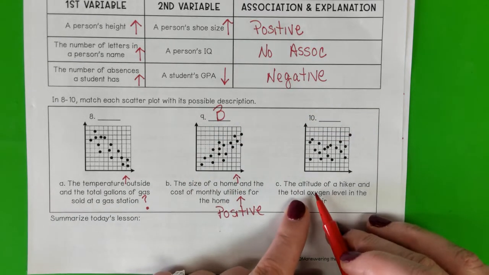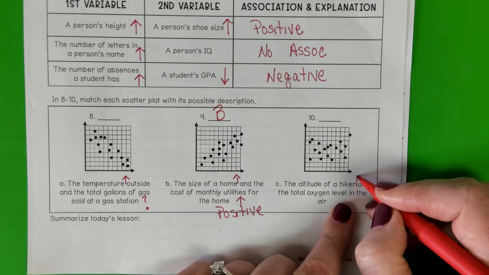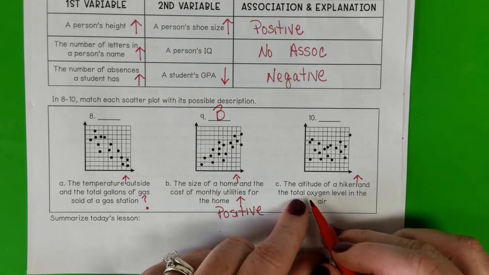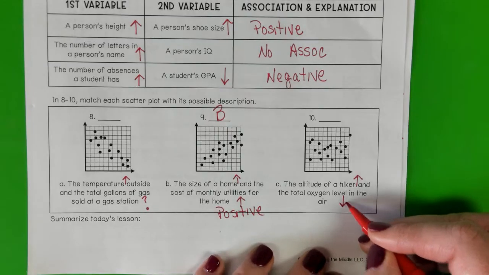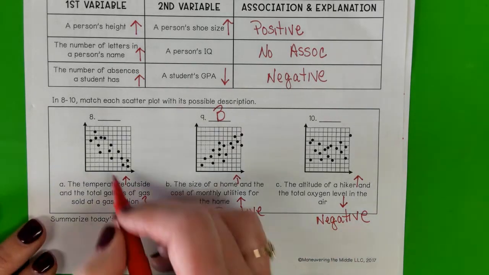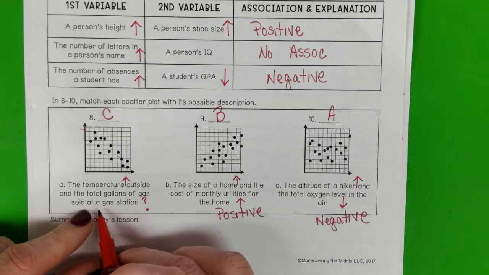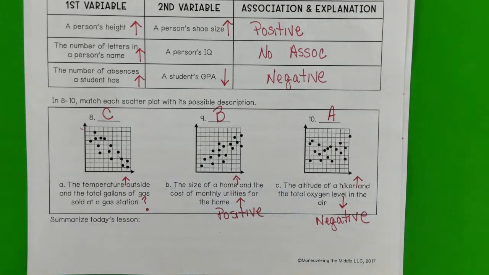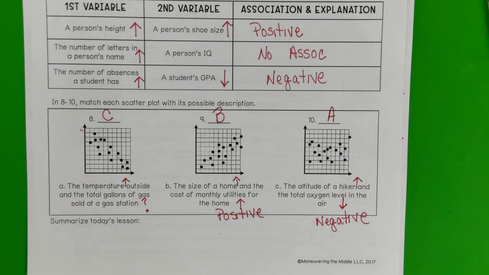Okay, let's look at C. The altitude of a hiker and the total oxygen level in the air. So as the hiker gets higher, the total amount of oxygen, what happens as you climb a mountain? The oxygen level goes down. So that is a negative trend. Which graph shows a negative trend? This one right here. So C, and then that means that number 10 was no correlation, and so it's a random pattern. Okay? So what you're going to do now is practice identifying the type of trends or relationships, and you're going to practice identifying what the data means.